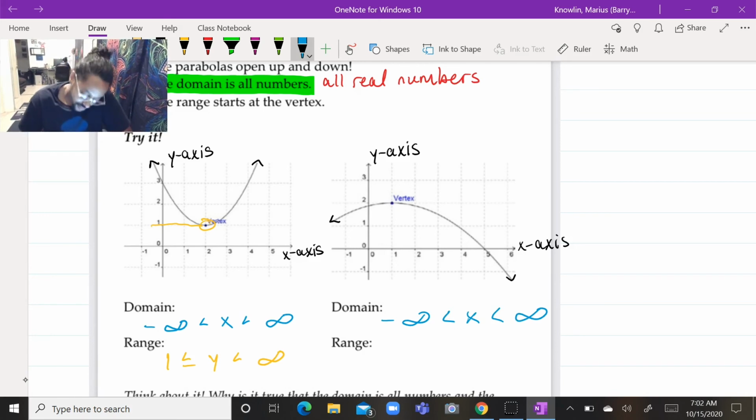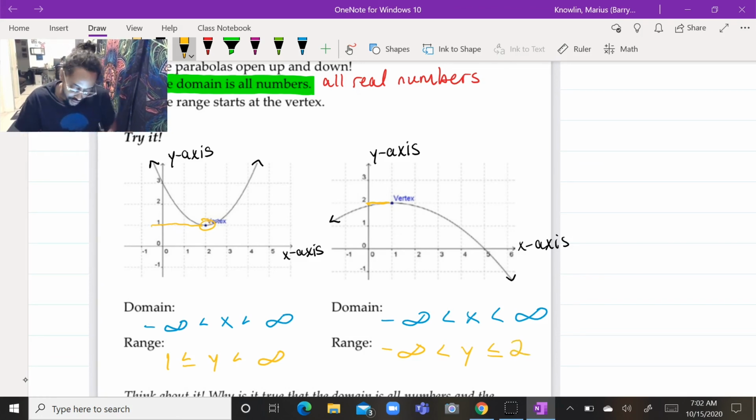Okay. Now for the range, in this one, the parabola is going down, so it doesn't have a lowest point, it has a highest point. And the highest point is at positive 2. Now the lowest point, it keeps going down forever and ever, which is negative infinity. So because negative infinity is the lowest point, all the y values are between negative infinity and positive 2.